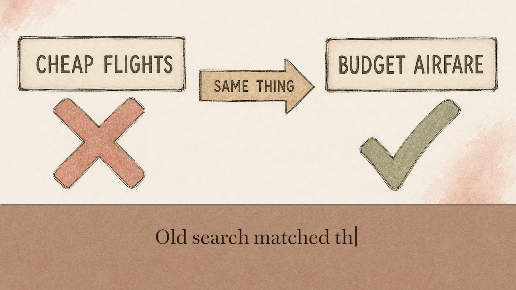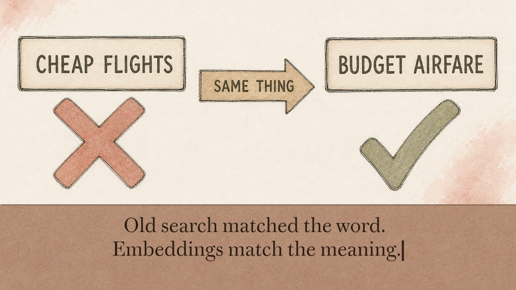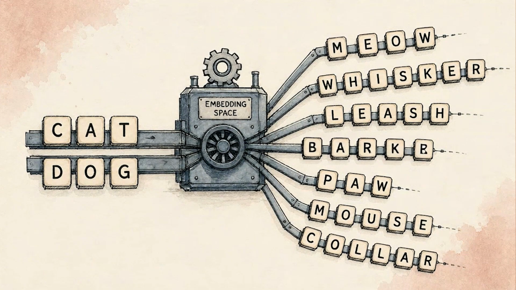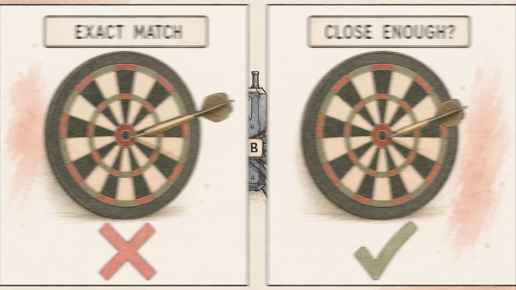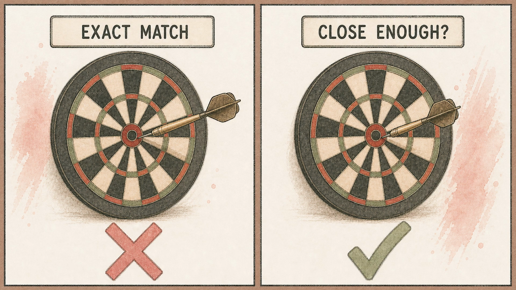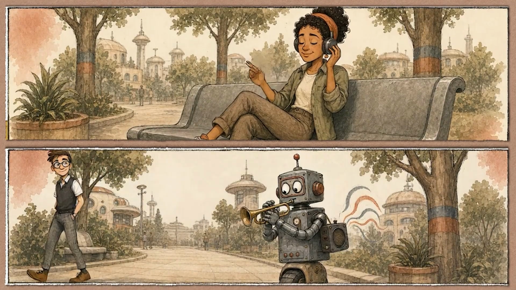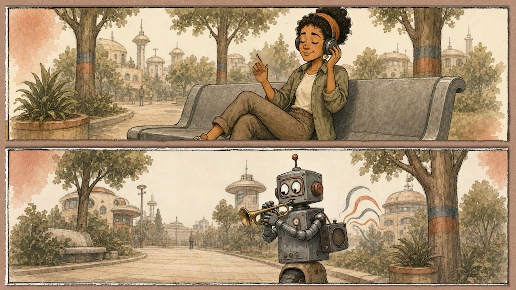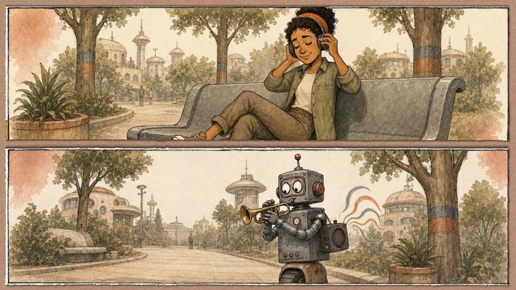Old search matched the word itself. Embeddings match the meaning. The machine stopped waiting for you to say the exact right thing. It learned the neighborhood instead. And when your question lands close enough, it finds what you were after, even if you never said the magic word. When a search returns the right result, even though you phrased it differently from how it was written, that's the map. When Spotify hands you a song you didn't know you needed, that's the map. You're no longer looking for a bullseye. You're just wandering the neighborhood.